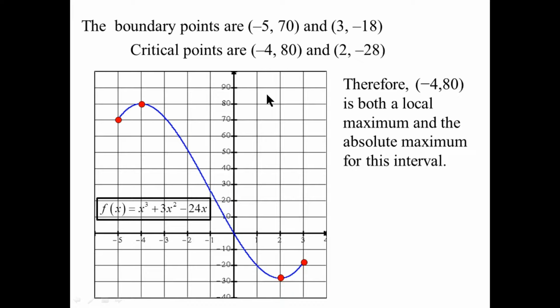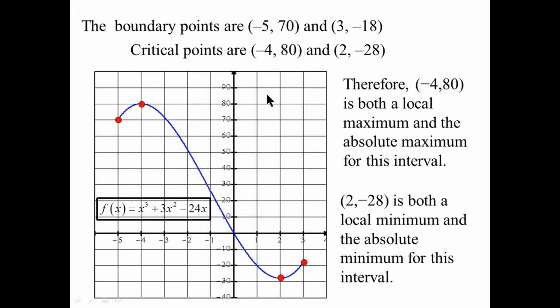Therefore, -4, 80 is both a local max and the absolute maximum for this interval, while 2, -28 is both a local minimum, that's this point down here, and the absolute minimum for this interval.